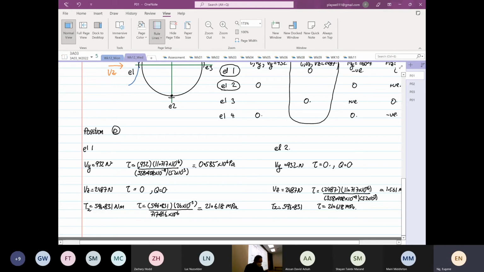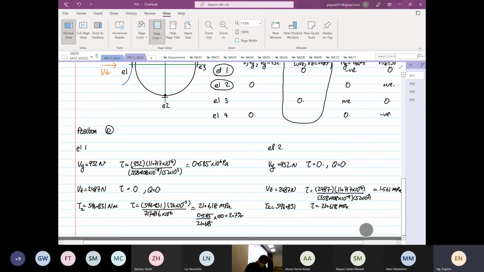So if we look at a ratio, if we calculate 0.581 divided by 21.618, this is only 2.7%. So for element 1, we can see the shear stress induced by the shear force is relatively small compared to the torque, right? You can see that, right?